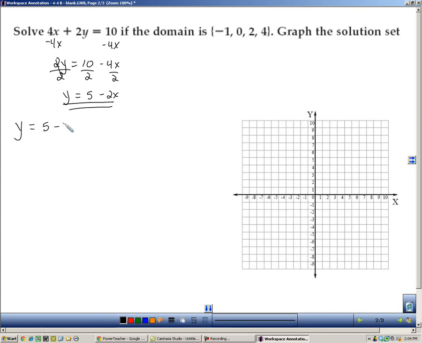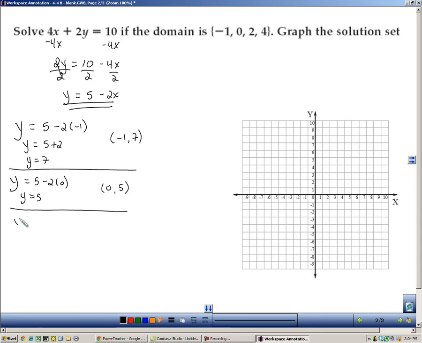So y equals 5 minus 2 times negative 1. This is really a 5 plus 2, which is 7. So the ordered pair is negative 1, 7. I'm going to do them all first, and then I'll come back and graph them in a minute. y equals 5 minus 2 times 0. Well, 2 times 0 is 0, so y equals 5. When I plug a 0 in, I get a 5.